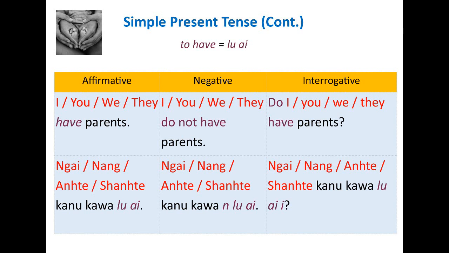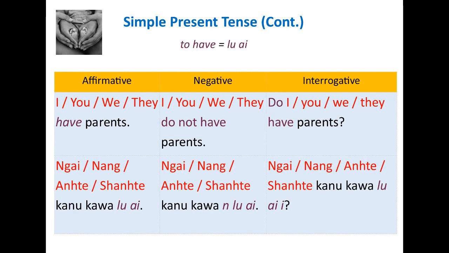Let's learn the negative column. I do not have parents. Ngai gnu gua lu ai. You do not have parents. Nang gnu gua lu ai. We do not have parents. Ante gnu gua lu ai. They do not have parents. Shante gnu gua lu ai.